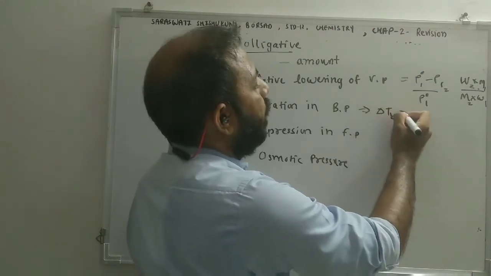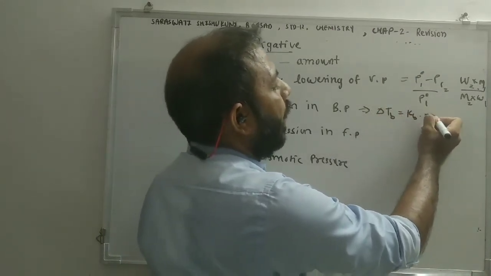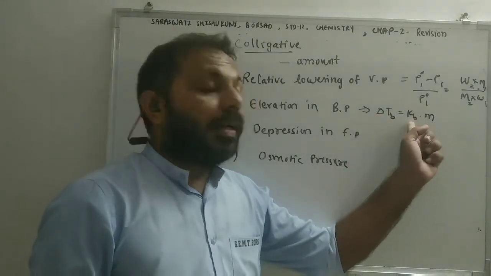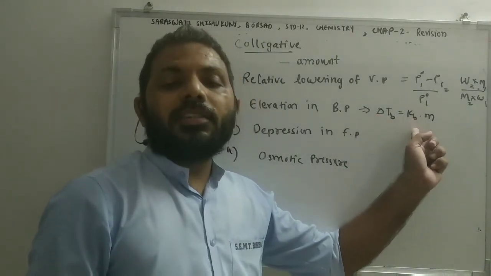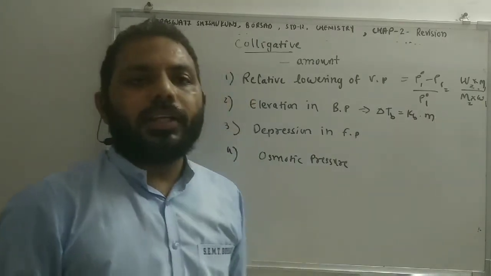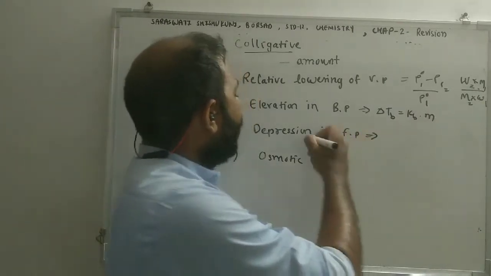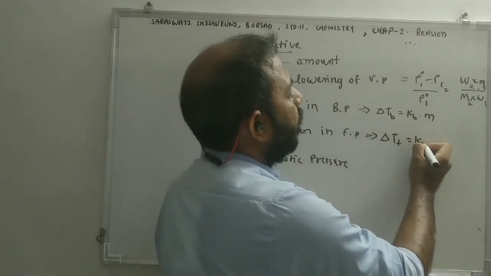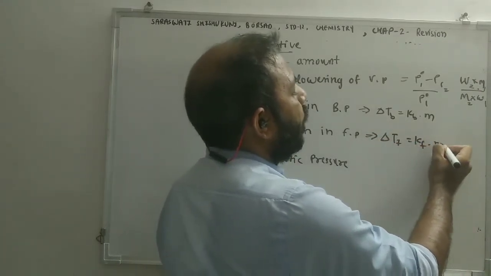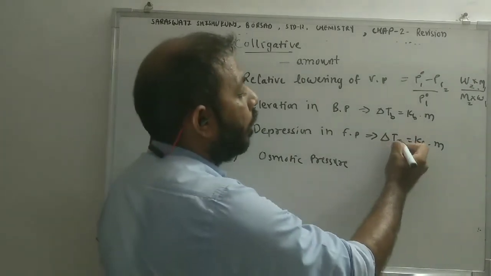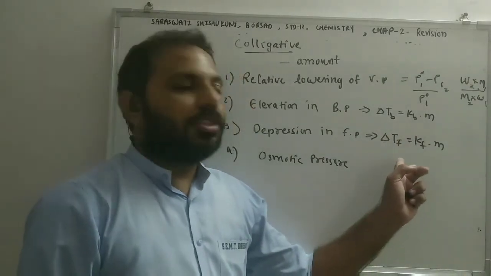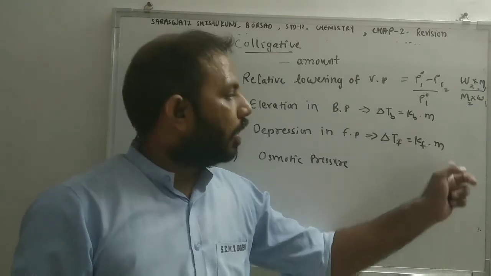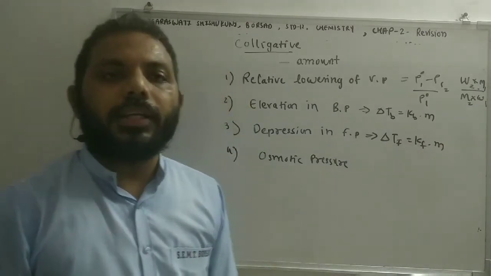Delta Tb is equal to Kb into m. Delta Tb is change in boiling point, Kb is molal elevation constant and m is molality. Formula for freezing point is delta Tf is equal to Kf into m, where delta Tf is equal to change in freezing point, Kf is equal to molal depression constant and m is equal to molality.